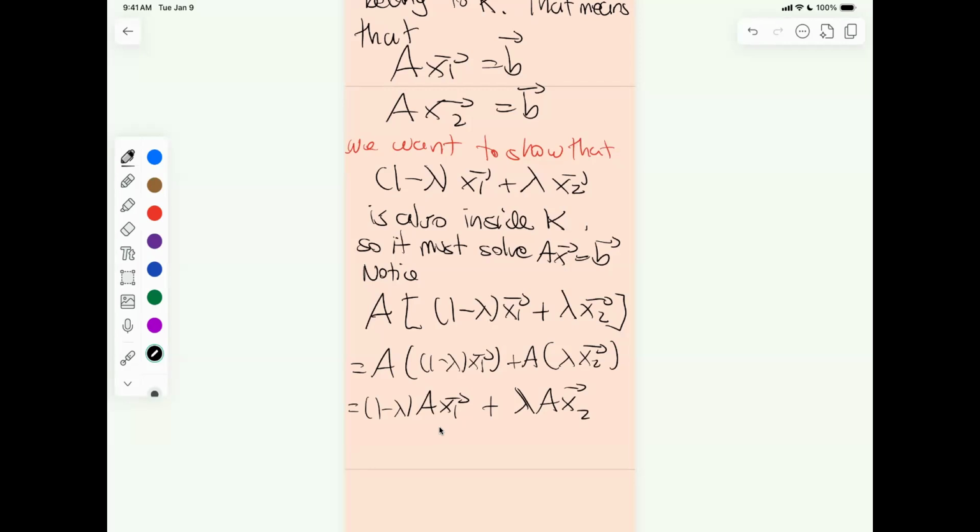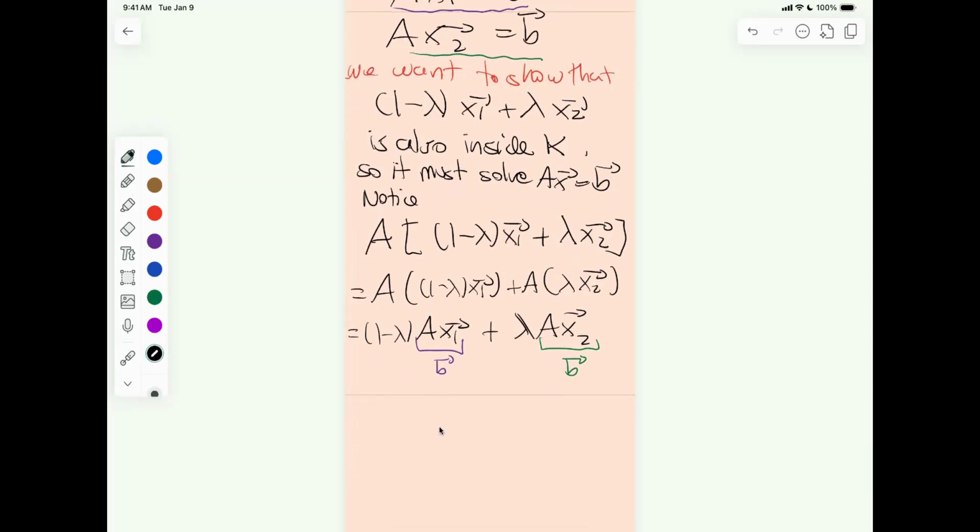But now we're getting there, because what is A times x1? We're assuming that we had a solution to the system of equations. So A times x1 is B. Okay, let me put it in colors. So this is B. And what is A times x2? Again, we are assuming that we have a solution to the system of equations. So that's also B, right? So you get (1 minus lambda) B plus lambda B.